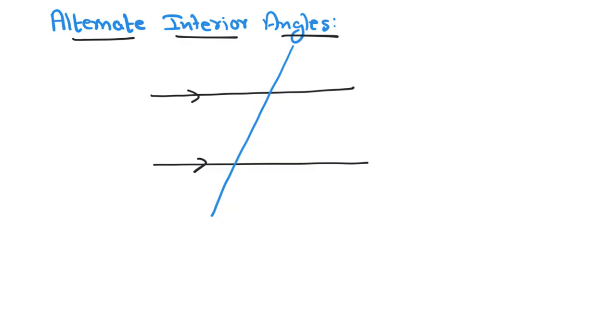Are these two lines parallel? Yes. Cut by a transversal? Okay. Tell me, if this angle is 55 degrees, what will be this angle? It will also be 55 degrees. Why? Because they are alternate interior angles. And if the lines are parallel, alternate interior angles are equal. Got it? Let's move on.